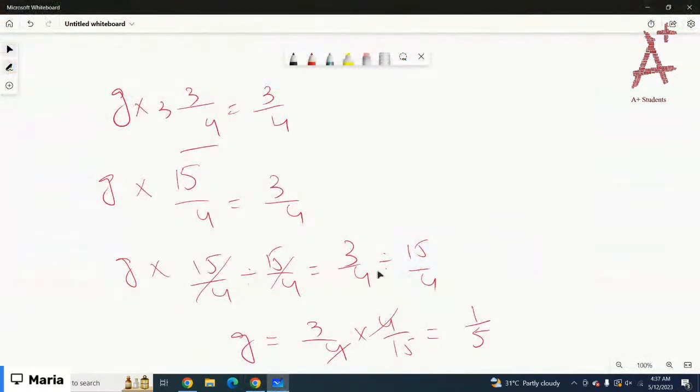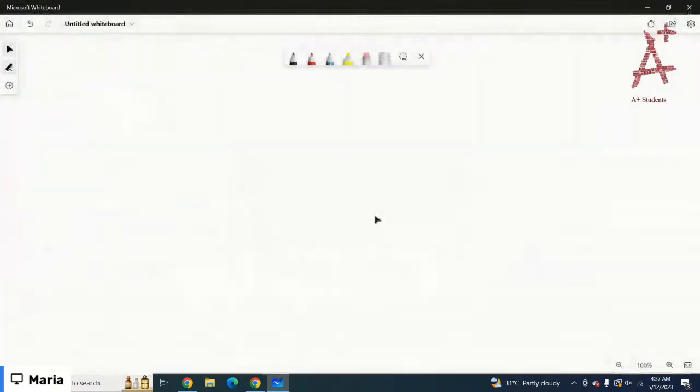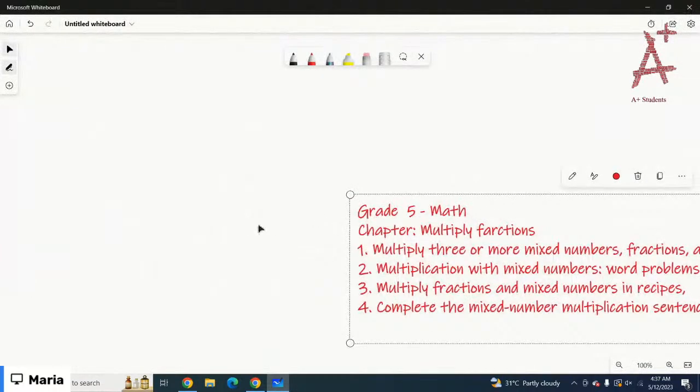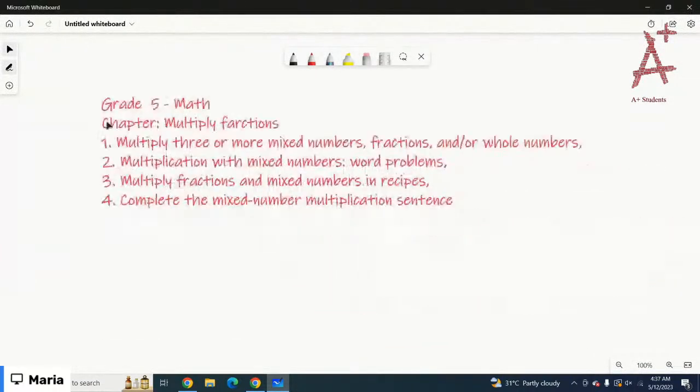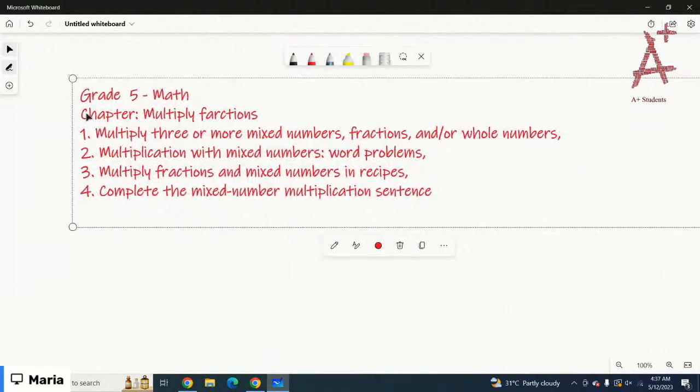So we were working on grade 5 maths. We're working on the chapter multiply fractions. And the lessons we have covered today are multiply 3 or more mixed numbers, fractions, and whole numbers; multiply with mixed numbers word problems; multiply fractions and mixed numbers in recipes; and complete the mixed number multiplication sentences.